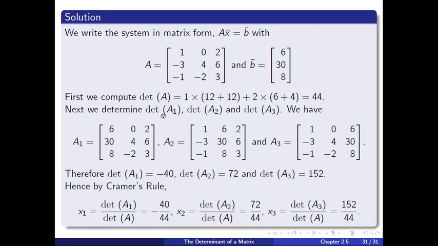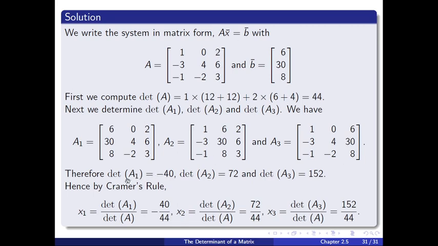Now we want to find determinant of A1, determinant of A2, and determinant of A3. So we have to find the matrices A1, A2, and A3. For A1, we replace the first column with B, so we get that. For A2, we replace the second column with B, so we have that. And then for A3, we replace the third column with B, and we get that.